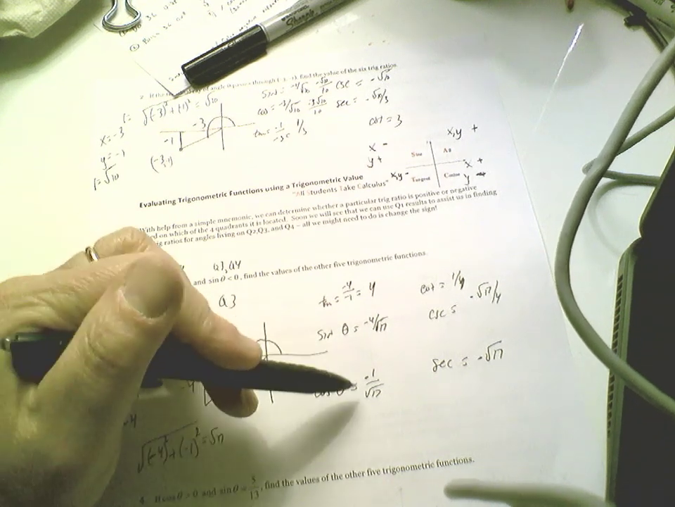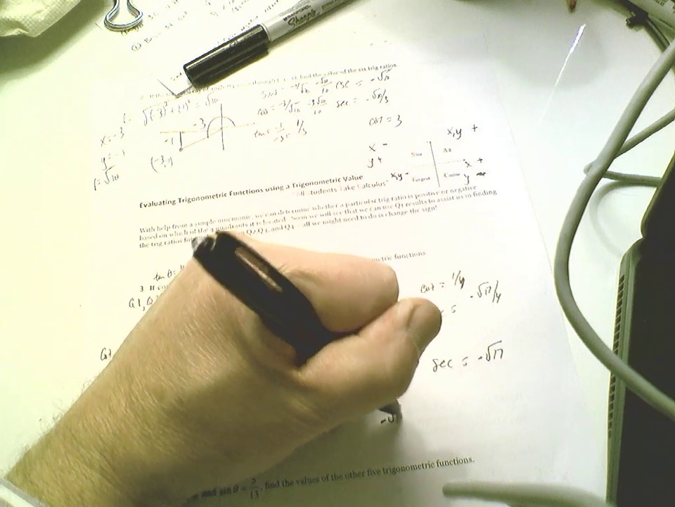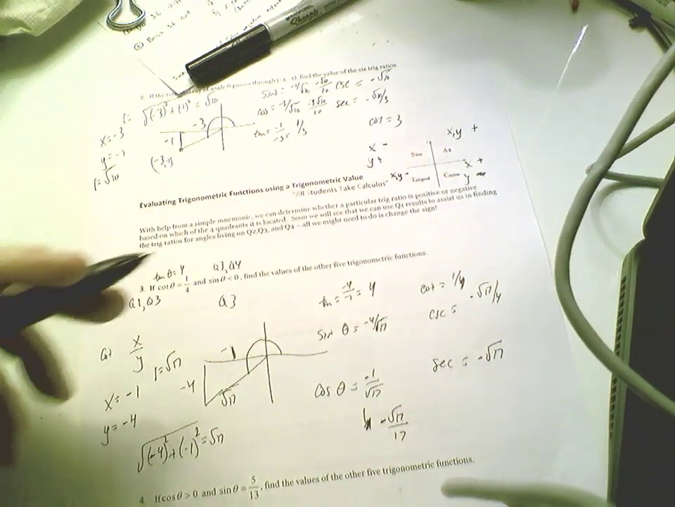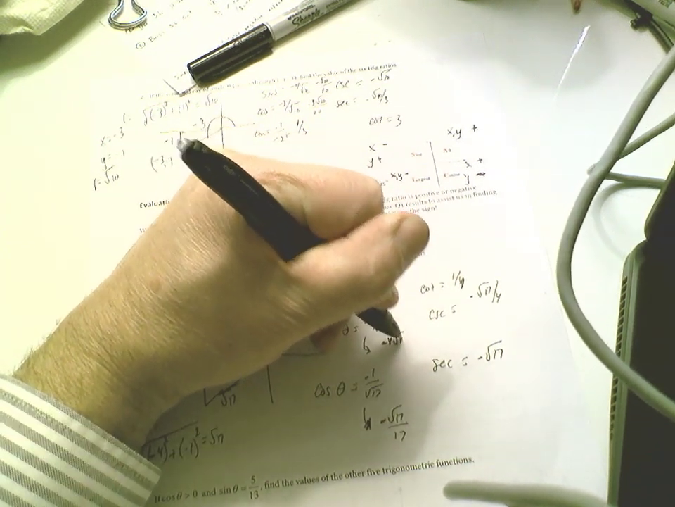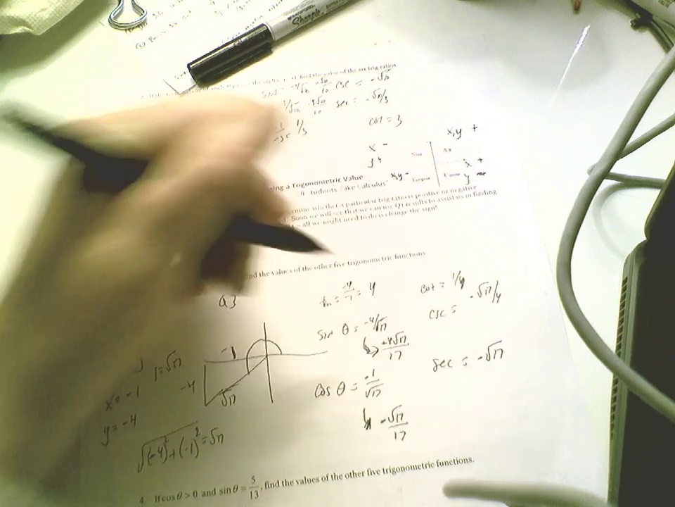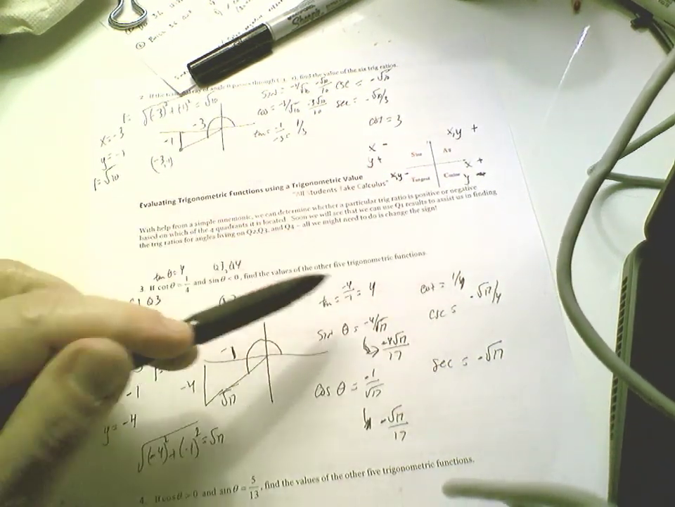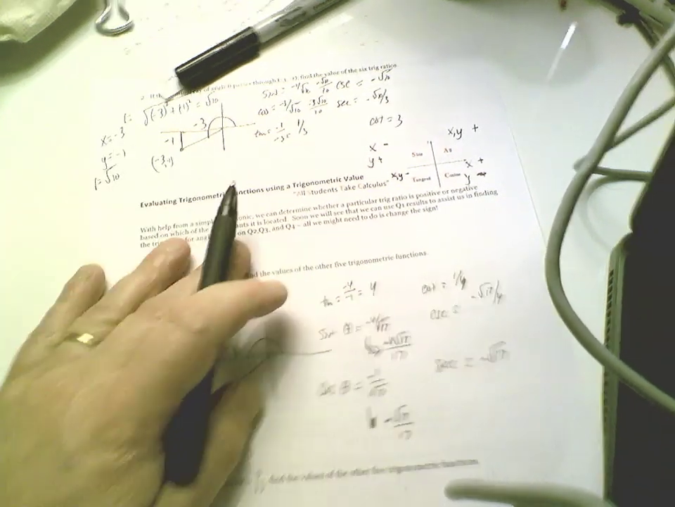Rationalize real quick. This becomes what? Negative root 17 over 17. This becomes -4 root 17 over 17. I have five nice answers to complement my original cotangent of 1/4. All right, one more problem to work our way through.